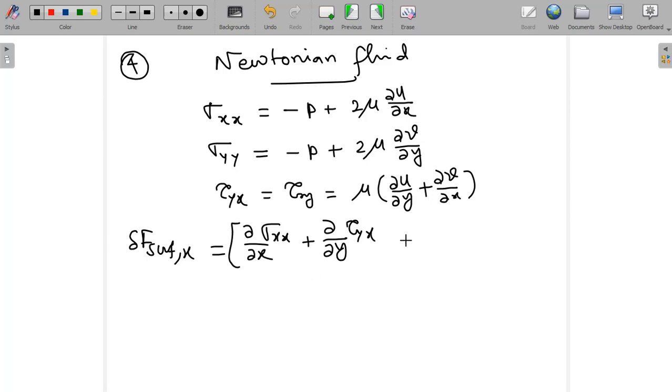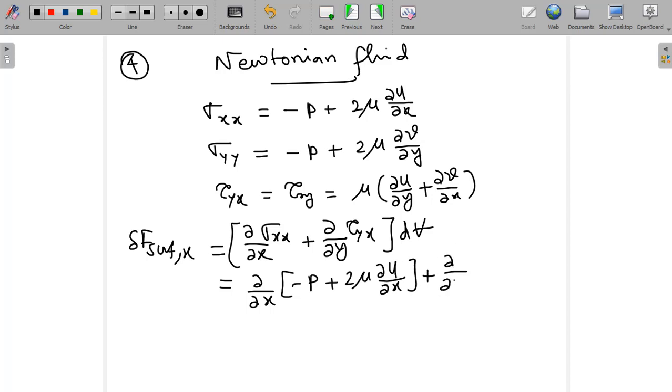Now what will be this component? It will be del del x of minus p plus 2 mu del u del x, plus del del y of tau yx, so mu into del u del y plus del v del x.